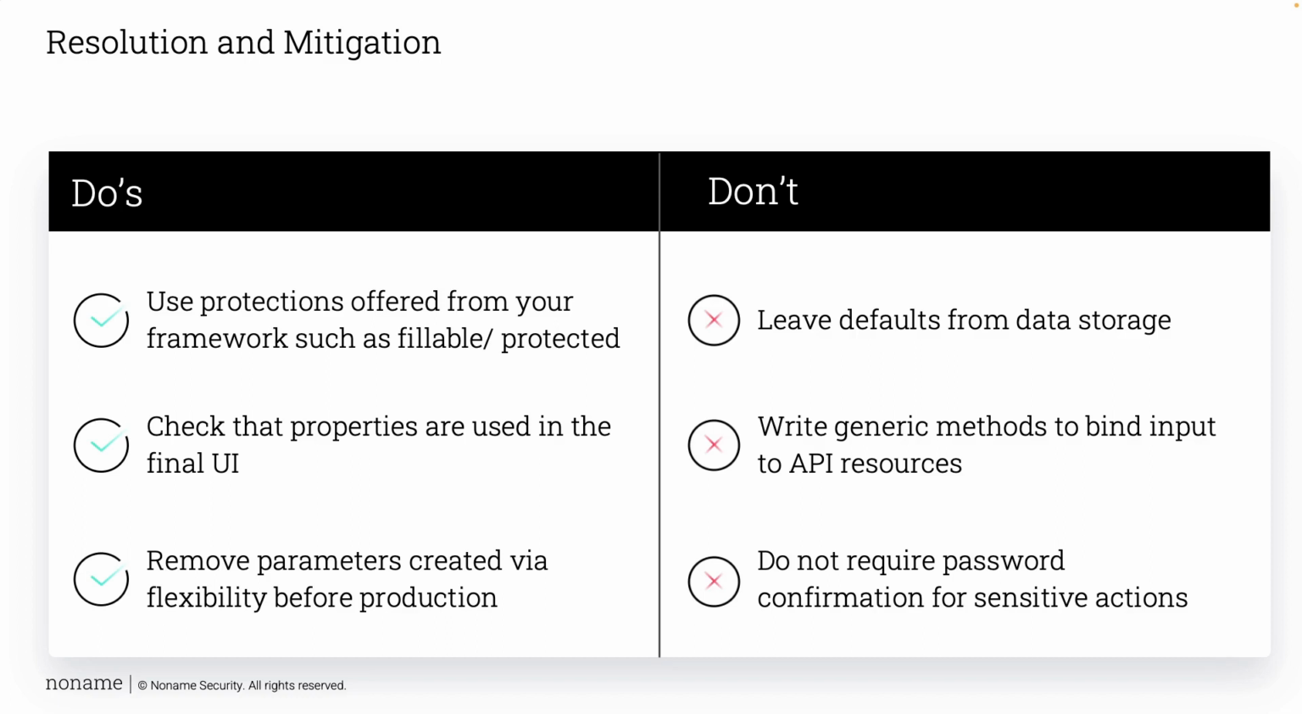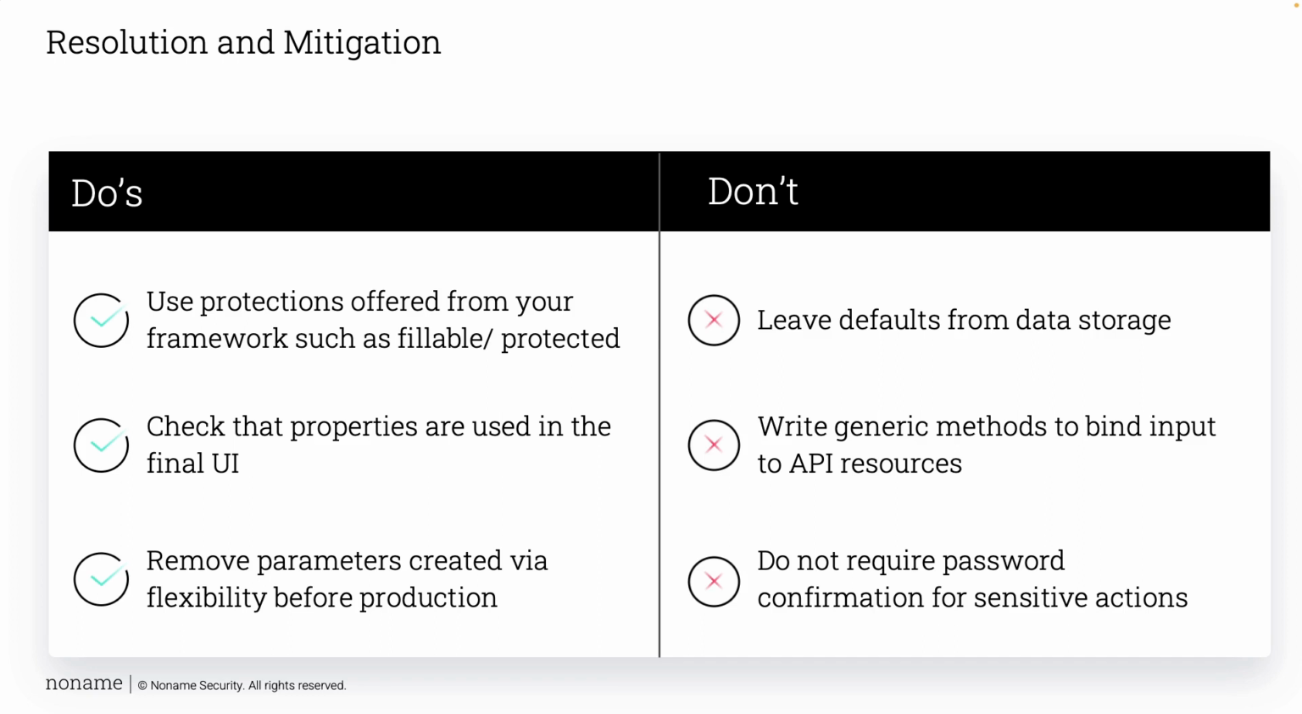So how can you resolve it? Do use protections offered by your framework, such as the fillable/protected method, where you define which properties are editable and which are not. Check that the properties that the API is returning are actually used in the final UI, and remove any parameters created via this flexibility before an application goes into production.